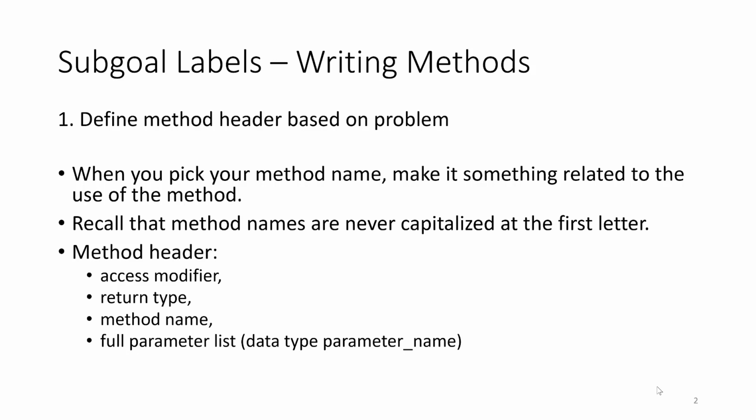When you pick your method name, make it something related to the use of the method. Recall that method names are generally never capitalized for the first letter. The method header contains the access modifier, the return type, the method name, and the full parameter list. That means for every parameter, you have both a data type and a parameter name. Let's look at an example.